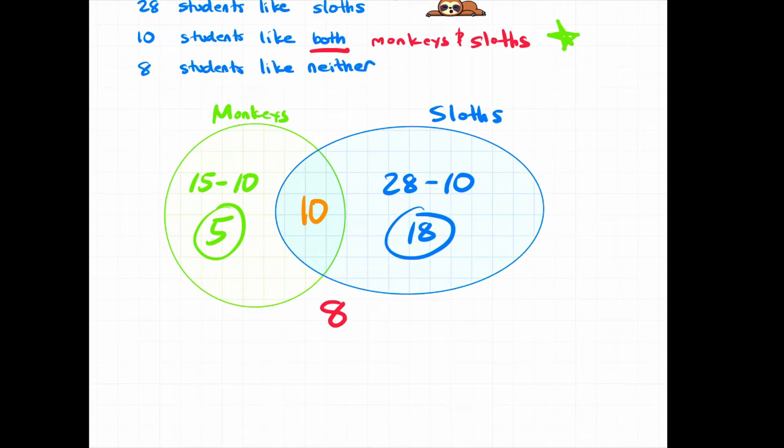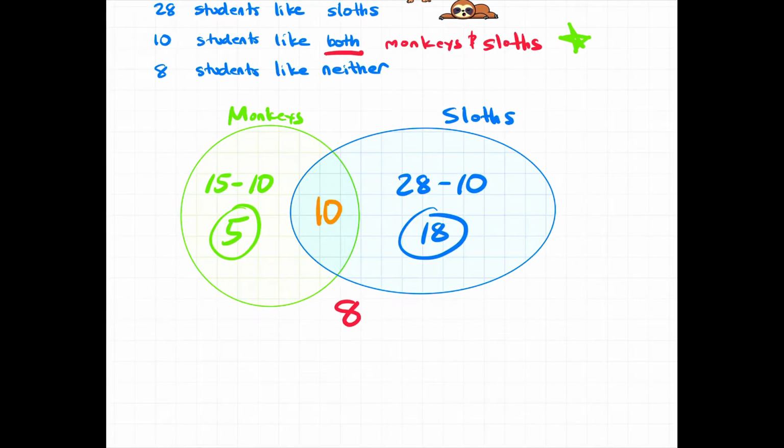So again, if we're asked a few questions, so how many students in total? Well, again, that's going to be the only monkeys, plus the only sloths, plus the both, plus the none. So we got 23, 33, we have a total of 41. Okay, and like I say, normally we're going to see these numbers like this.